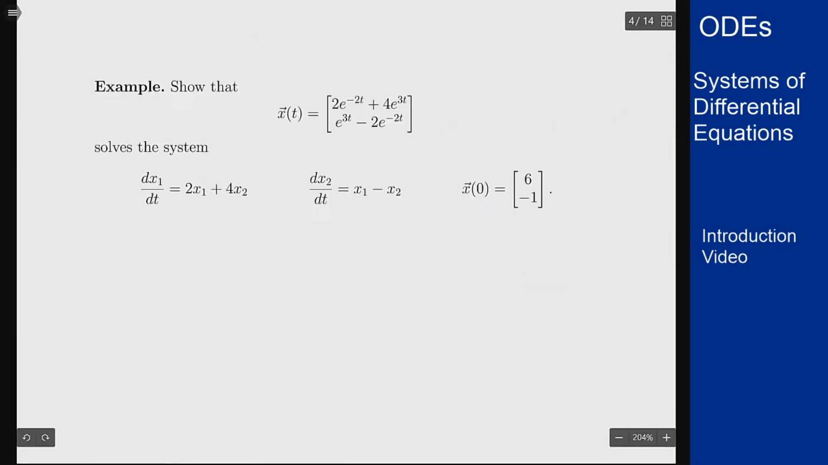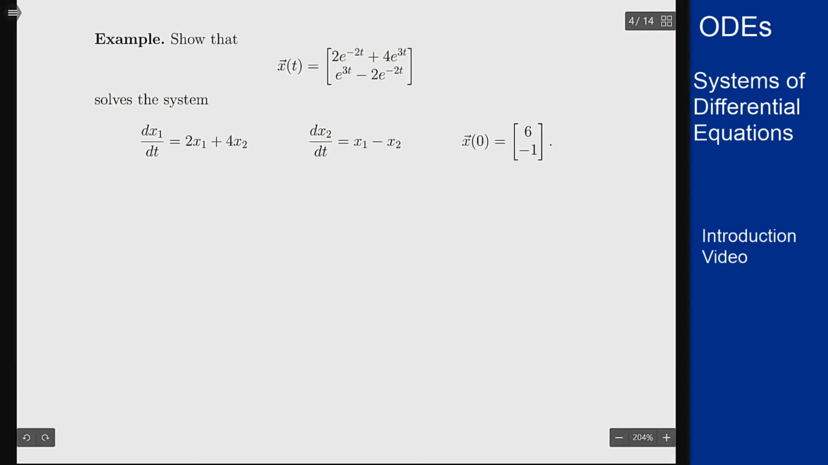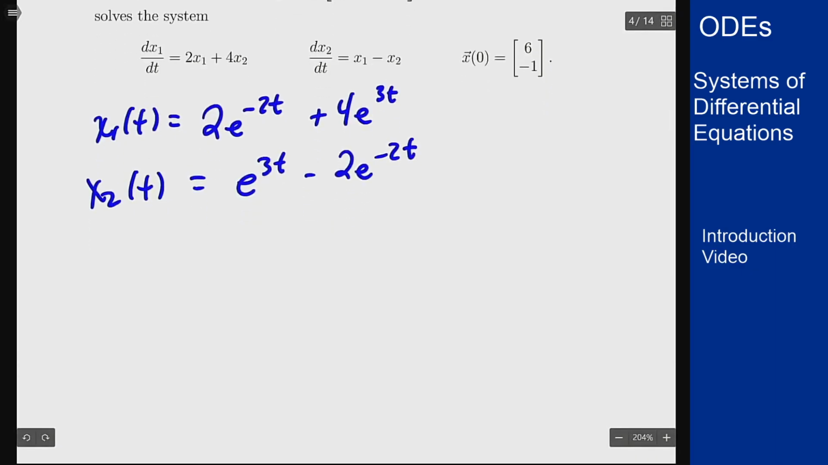As an example of that, I want to show that this solution here, 2e^(-2t) + 4e^(3t) and e^(3t) - 2e^(-2t), solves this given system here. So how do I check? I check by separating the equations and then seeing what happens. If I look at splitting this up, this means that x1 of t is 2e^(-2t) + 4e^(3t), and x2 of t, the second component, is e^(3t) - 2e^(-2t). Then we can check, what is dx1 dt?